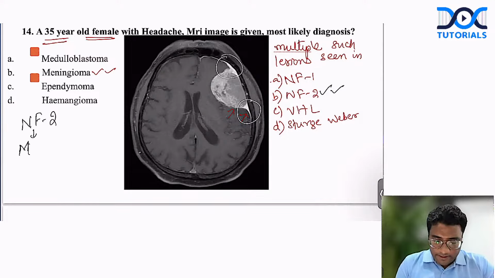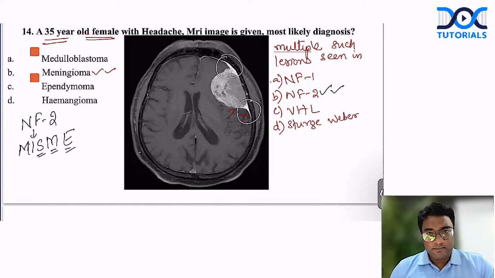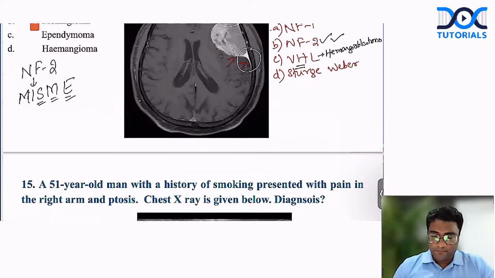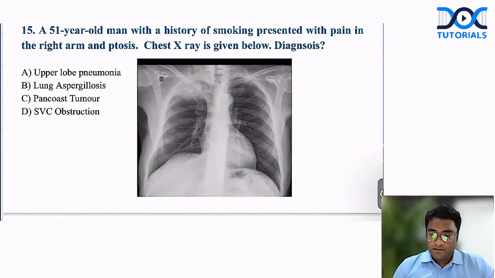NF2 is MISME: multiple inherited schwannomas, meningiomas, and ependymomas. So the answer is NF2. Multiple hemangioblastomas are seen with von Hippel-Lindau syndrome. So meningiomas are seen in NF2.